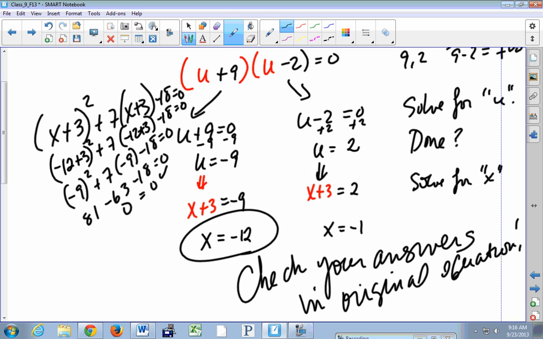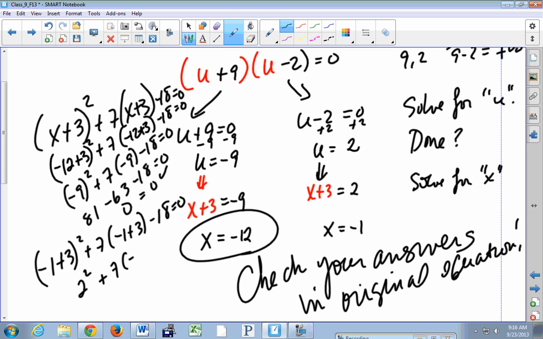And now let's try negative 1. Negative 1 plus 3 squared plus 7 times negative 1 plus 3 minus 18 equals 0. So we get 2 squared plus 7 times 2 minus 18, right? So that's 4 plus 14 minus 18. Does that work? No. So the only solution here is negative 12. Only one solution.